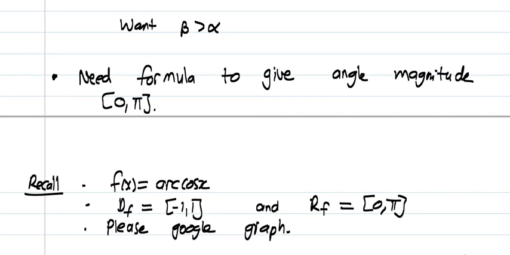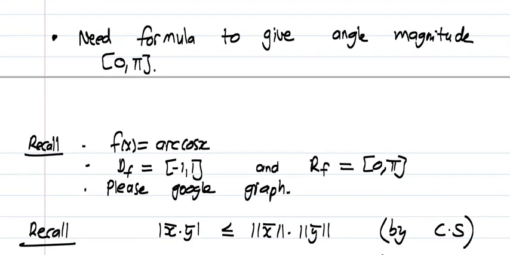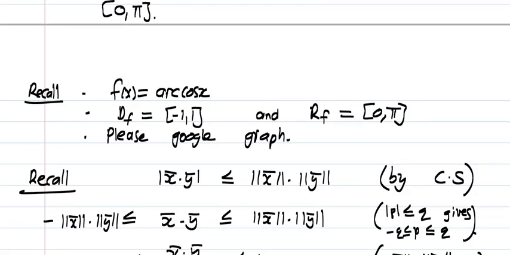So you got to know what arccos looks like, all right? Now, we know from the Cauchy-Schwarz inequality that the absolute value of x dot y is less or equal to the norm of x times the norm of y. Now, we know from 114, if the absolute value of p is less or equal to q, it means that p lies between minus q and q. So applying it to this scenario, it means that the dot product lies between minus the product of the norms and the positive product of the norms.